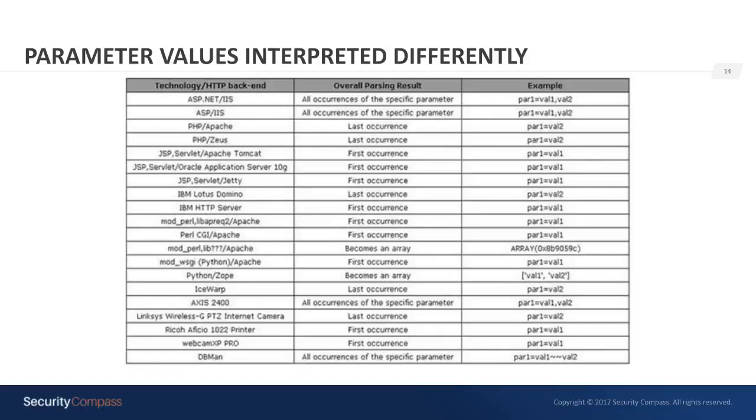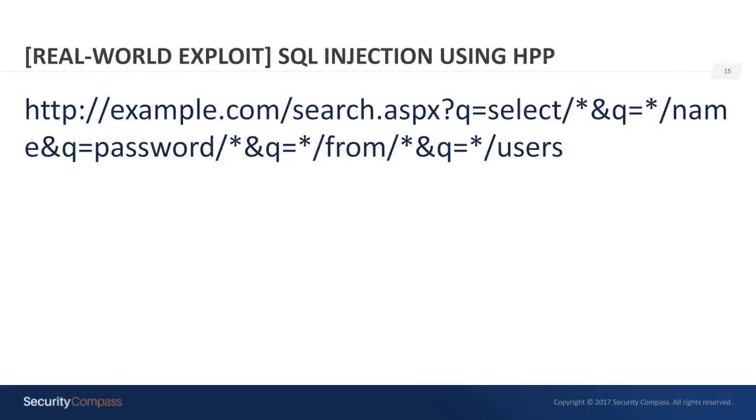For ASP.NET, the overall parsing result is that all occurrences are actually taken into account. Whereas if I go down to, let's say, Python, it becomes an array. Or if I go to a JSP or a servlet, it only looks at the first occurrence. So based on the technology, contrary to what you or your developer might be assuming, parameter values get picked up and interpreted differently. Again, tying back to the assumptions piece.